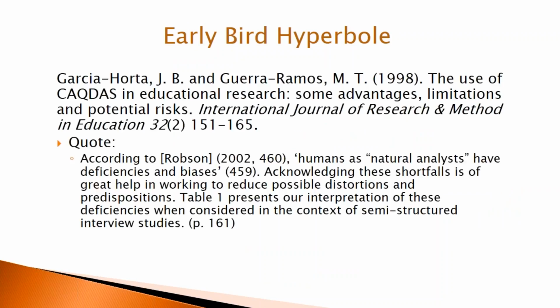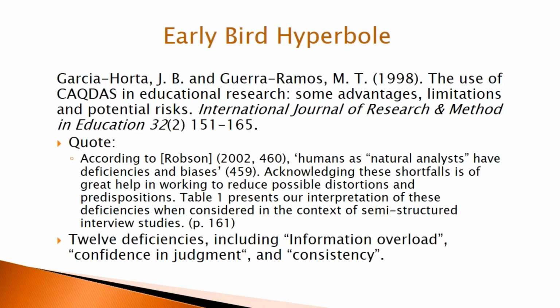And I have a quote here that I'll go ahead and read that says, according to Robson, humans as natural analysts have deficiencies and biases. Acknowledging these shortfalls is of great help in working to reduce possible distortions and predispositions. Table 1 presents our interpretation of these deficiencies when considered in the context of semi-structured interview studies. So a pretty serious claim that actually the researcher is the one who's flawed, not the software. And in the table that they discuss following this quote, there are 12 deficiencies of the human that are identified, including information overload, confidence in judgment, and consistency. So once again, this is an extreme example, and it's part of the hyperbole of some of the early bird discourse. But I think it's a good example to get you thinking about it and to make you aware of it when you see some of this in literature.